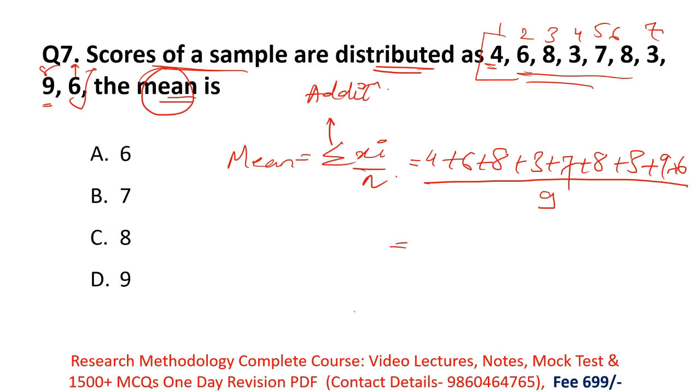Okay. Add all these terms and you will get 54 divided by 9. Okay. So 9 sixes are 54. So what will we get? 6 as the mean. Okay. So here the mean value is 6. Okay. Meaning the average score of the sample is 6. That's why your correct option is option A, 6.